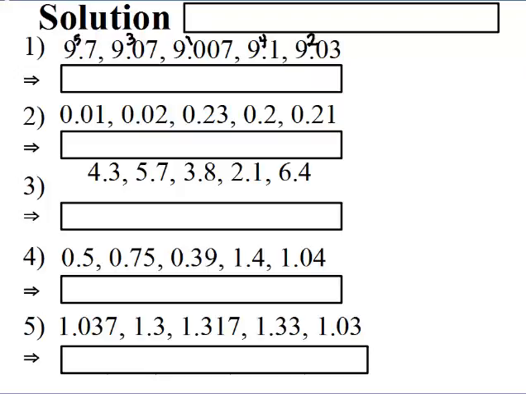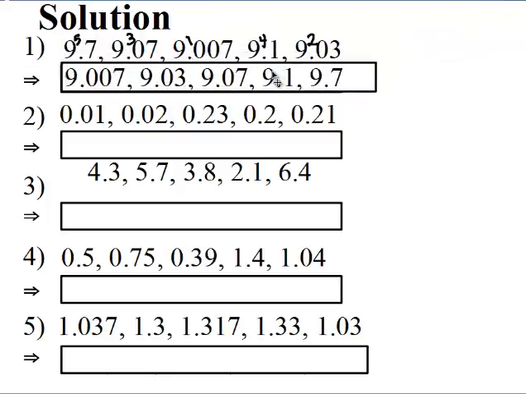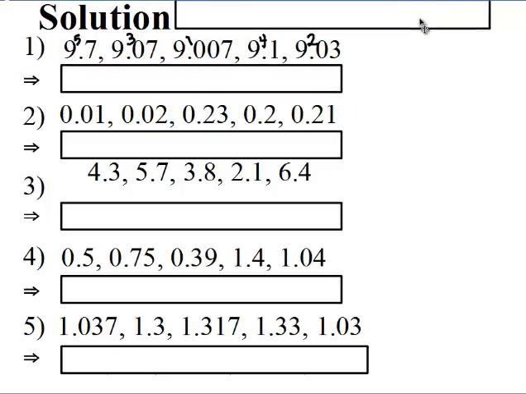So arranging them in ascending order, we have 9.007 followed by 9.03, then the third one 9.07, 9.1 and 9.7. Let's move on to the second question.